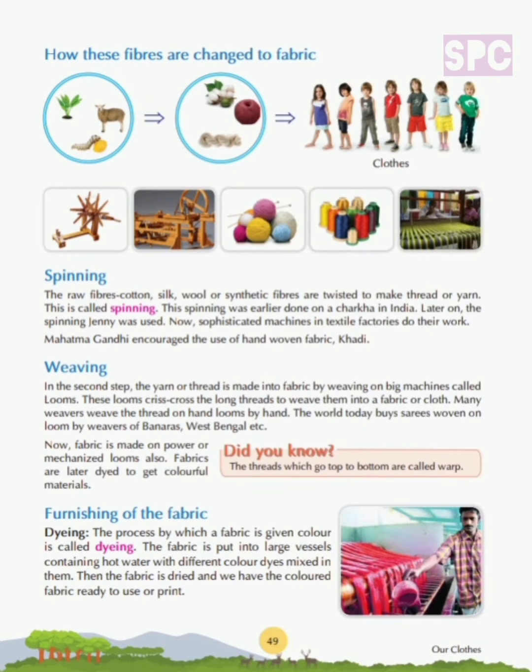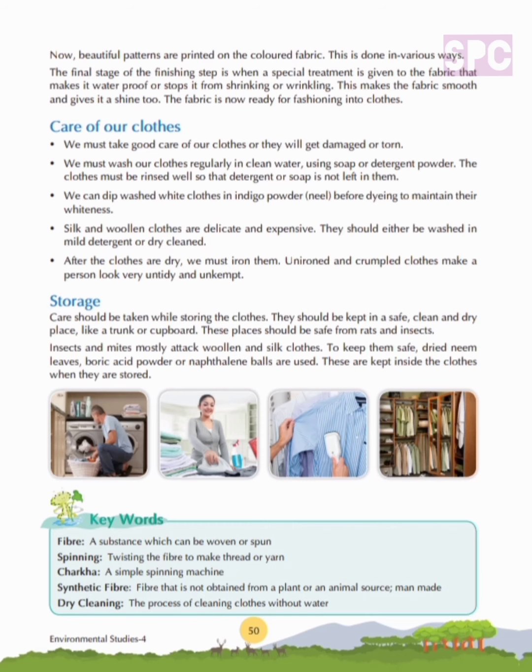Dyeing. The process by which a fabric is given color is called dyeing. The fabric is put into large vessels containing hot water with different colored dyes mixed in them. Then the fabric is dried and we have the colored fabric ready to use or print. Now, beautiful patterns are printed on the colored fabric. This is done in various ways.